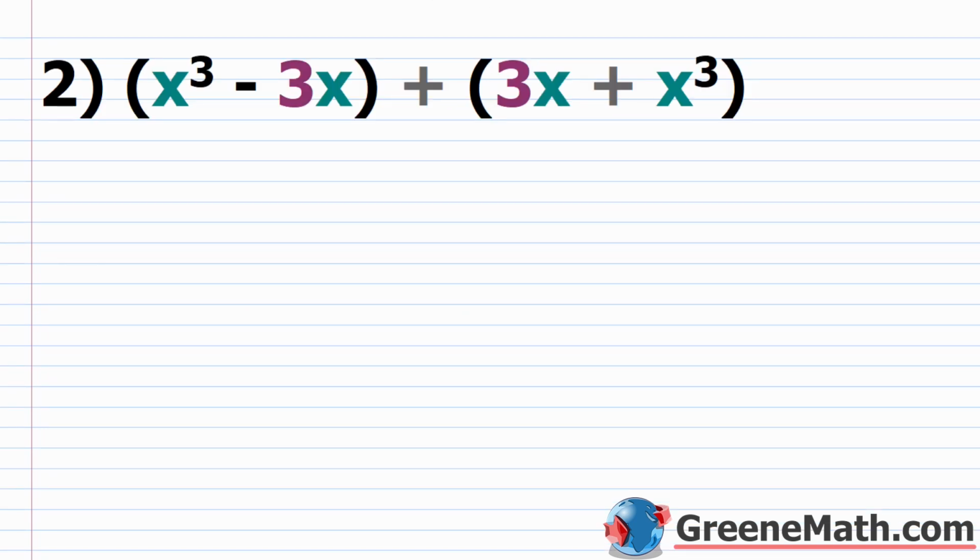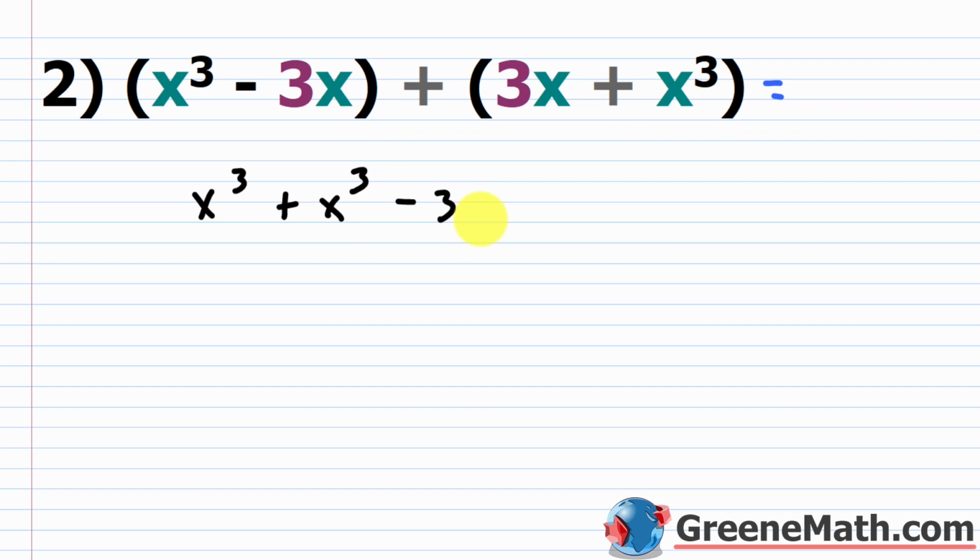Okay, let's look at an addition problem now. So for problem 2, we have our quantity x cubed minus 3x, and then plus we have our quantity 3x plus x cubed. So for an addition problem, just drop your parentheses and combine like terms. So I'm just going to go x cubed, and then I'll just take this x cubed from over here. I'm just going to write them next to each other.